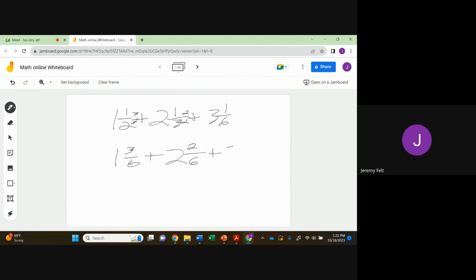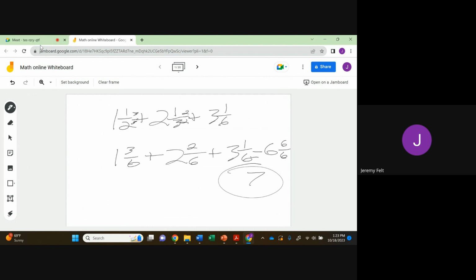2 2/6 plus 3 1/6. So again, the values furthest to the right are the fractions, so I'm going to start there. 3 plus 2 is 5, plus 1 is 6. That's going to be 6/6. And then whole numbers, 1 plus 2 is 3, plus 3 is 6. So 6 and 6/6, which is 6 and 1. So again, I obviously need to simplify that. 6/6 is just 1. 6 and 1 is 7.